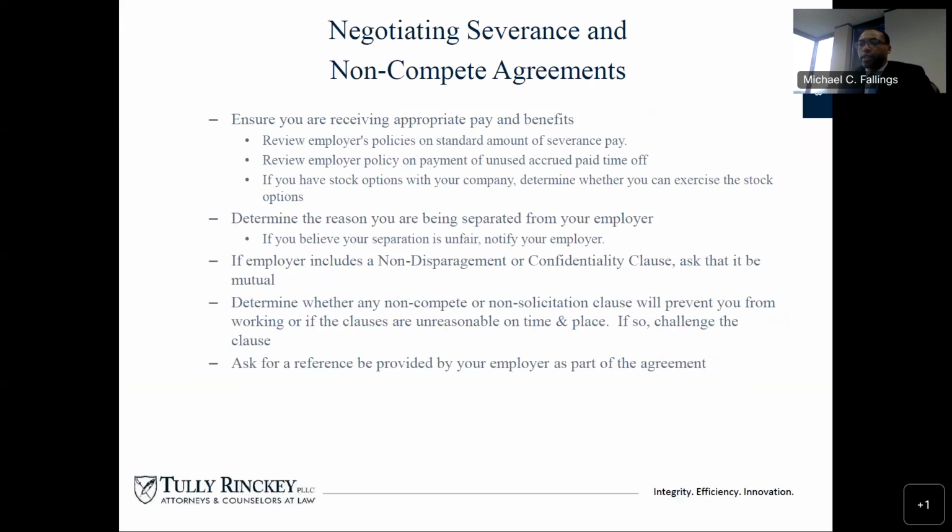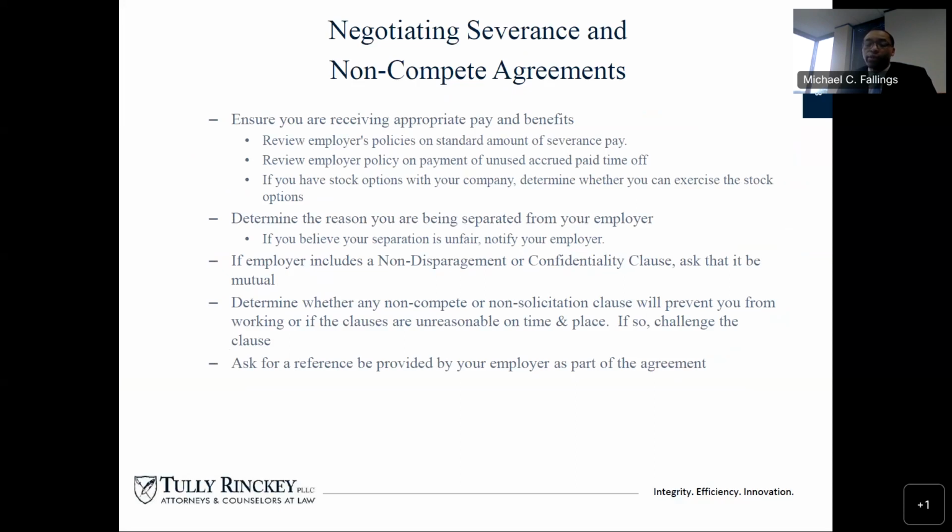So, negotiating severance and non-compete agreements. As far as negotiating severance and non-compete agreements, we have several considerations here when you're negotiating these. So first, you want to ensure you're receiving the appropriate pay and benefits. You should review the employer's policies on the standard amount of severance pay. Some employers will state in their policies how much severance they will offer to an employee.